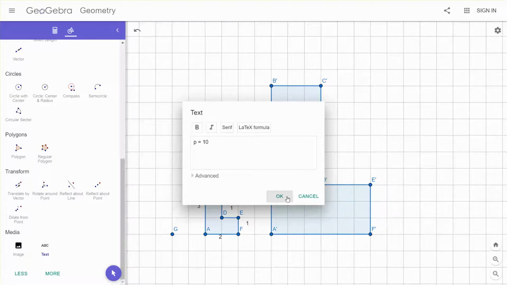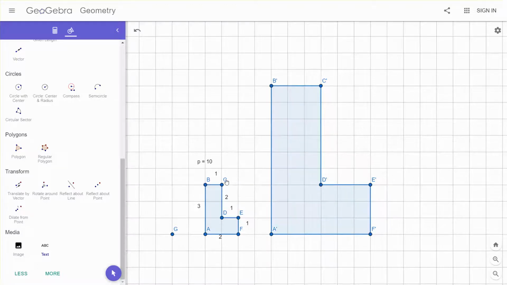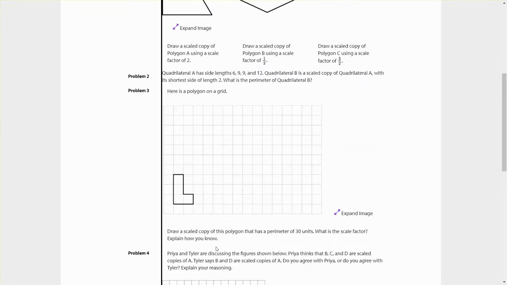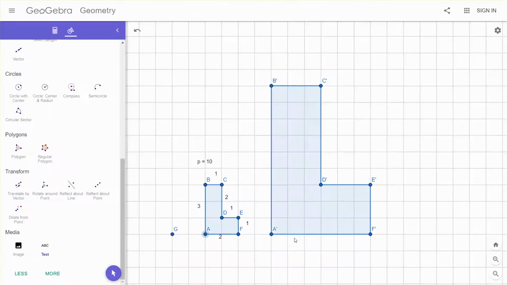Now, when we scale figures and we get a new perimeter, the perimeters would also vary by that same scale factor. So let's go back to the problem real quick, where it reads for us that the polygon is a scale copy of the polygon with a perimeter of 30 units. So if I know that the perimeter is 10 and I need to get to a perimeter of 30, how many times bigger does this shape need to be? Well, 10 times what gives you 30? In this case, it's 3. So I had to make a scale copy of this that was 3 times as big.